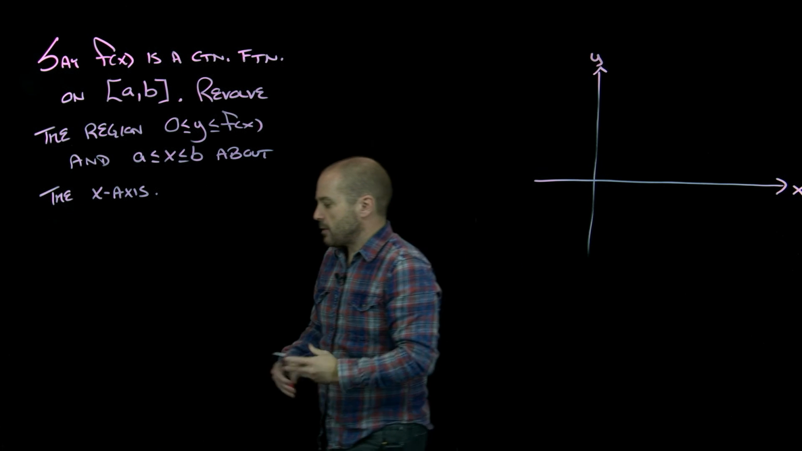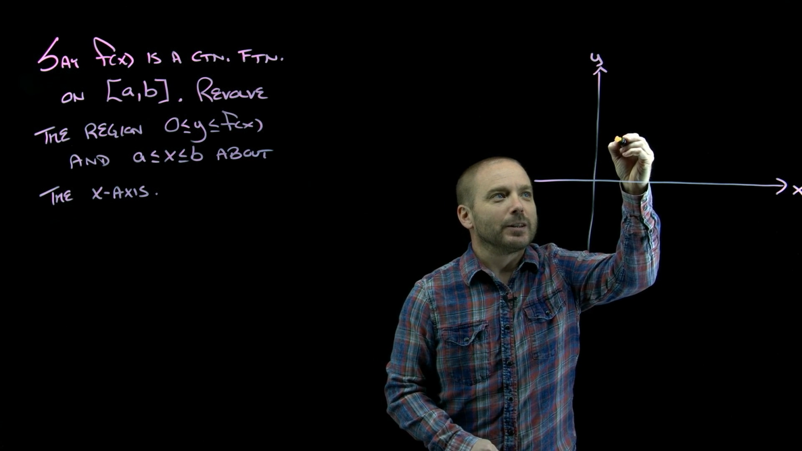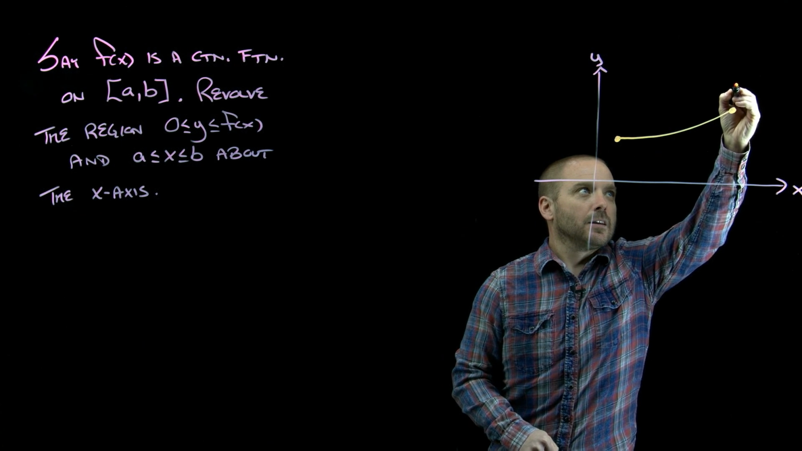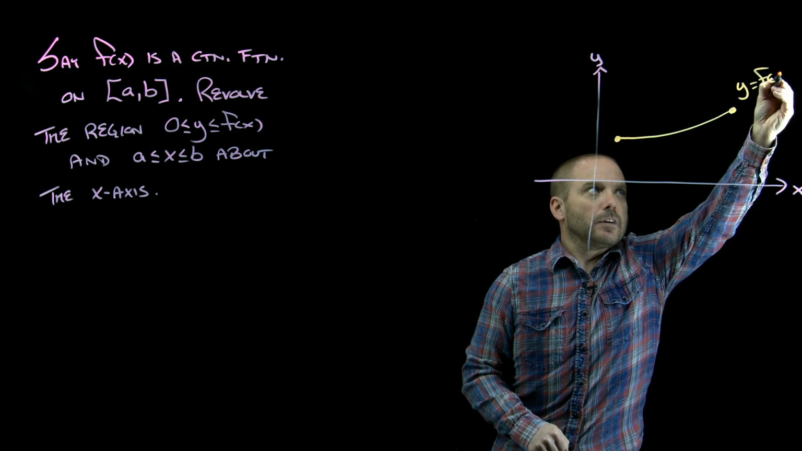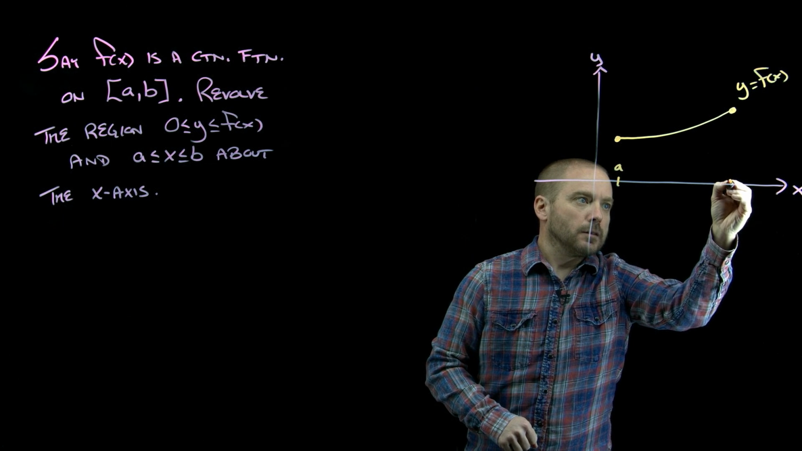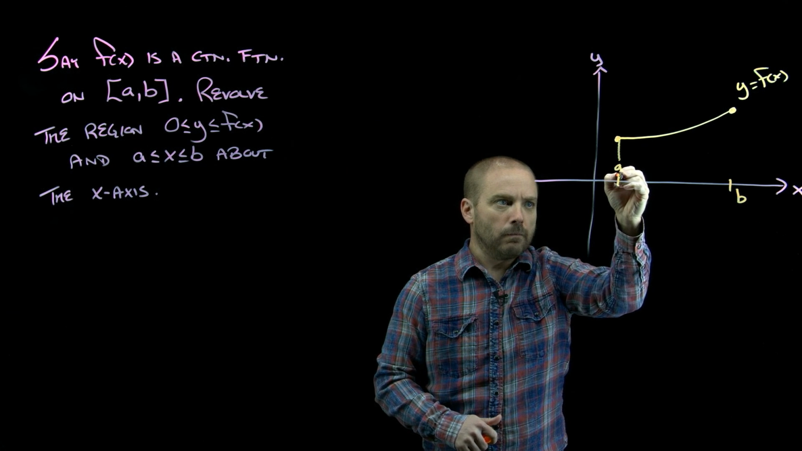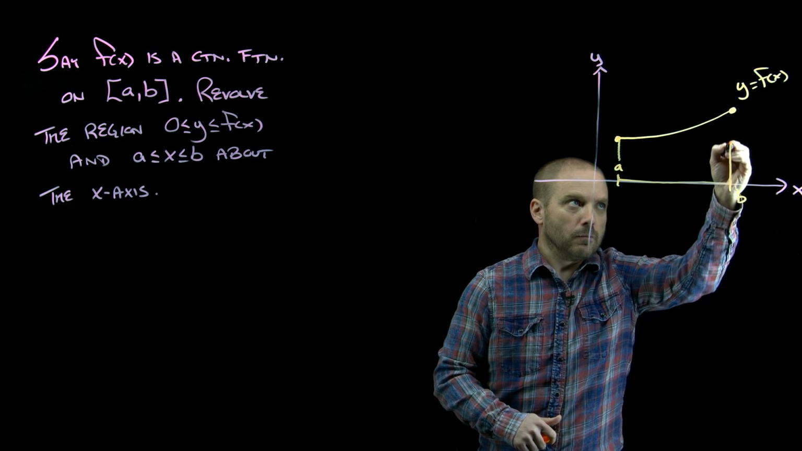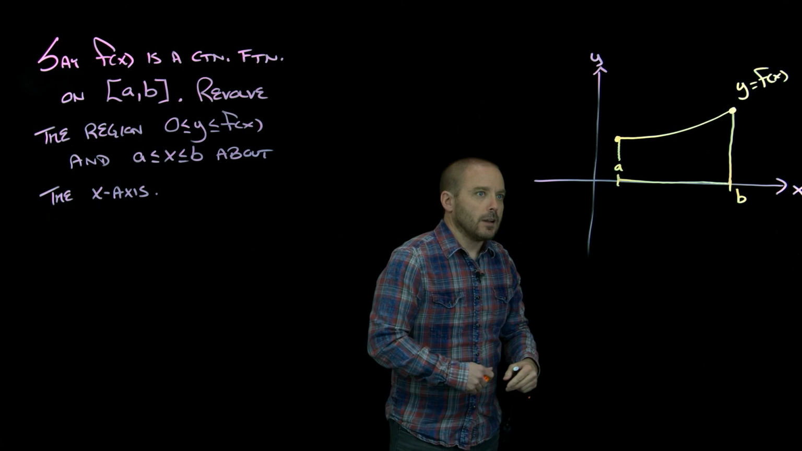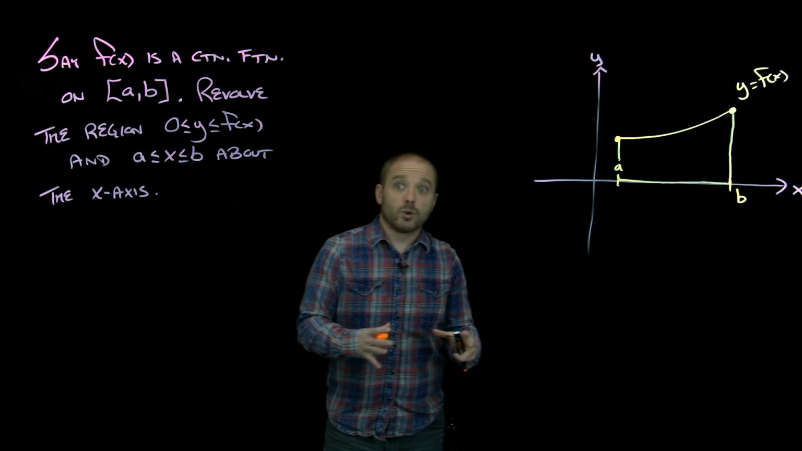So we'll have some curve, and you could draw this however you like, but make it something that you could easily draw a picture of it revolving, so I won't make it too complicated. So this is my y equal f of x going from a to b. And so there's my region, between the curve and the axis and from a to b. Now we're going to take that region and spin it around the x-axis. And as we do that, we'll create a solid.